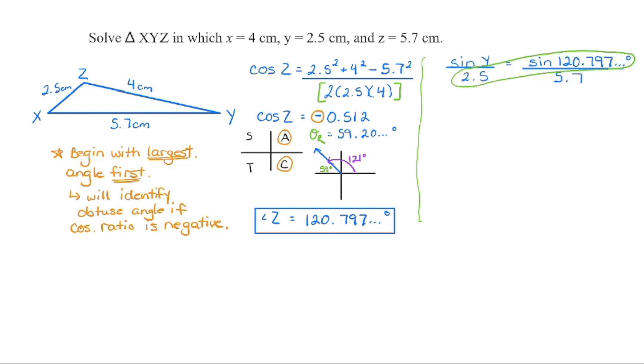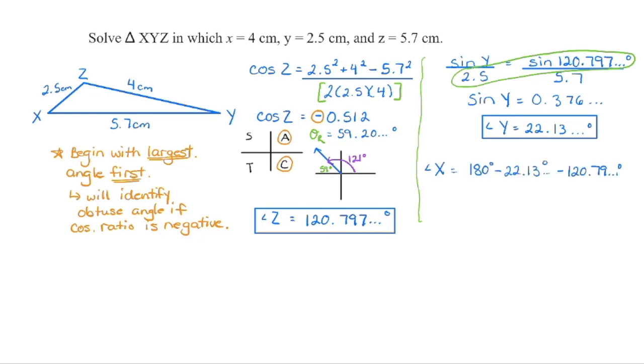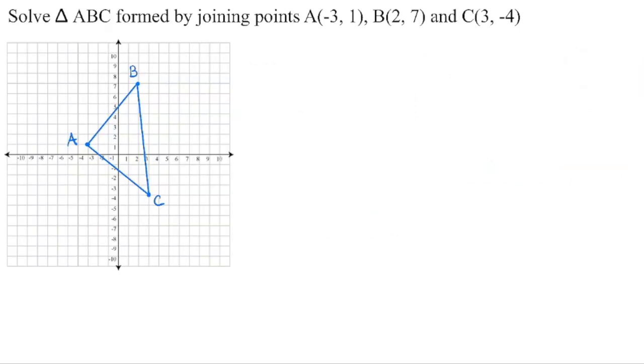So I can set up the sine law and solve for y, and then I can subtract the two angles that I now know from 180 degrees to get my last one, and then just check to make sure that everything works out. And in our final example, we're asked to solve triangle ABC given the coordinate points for A, B, and C.